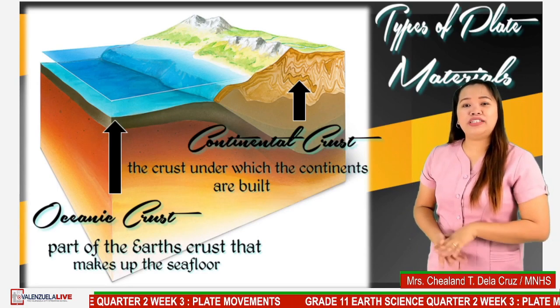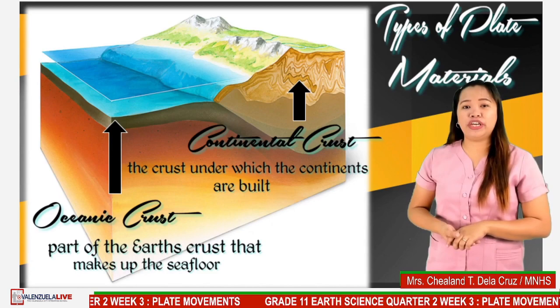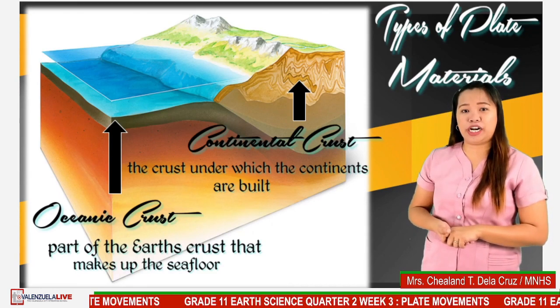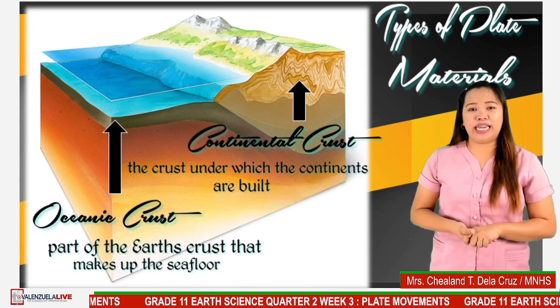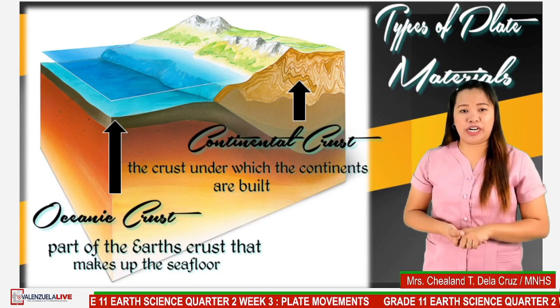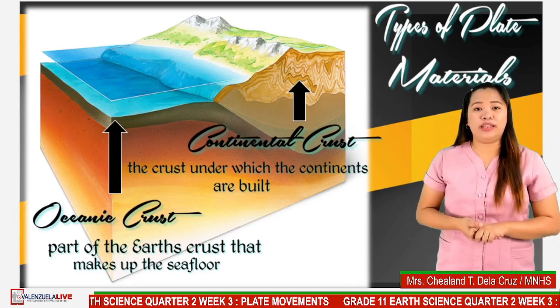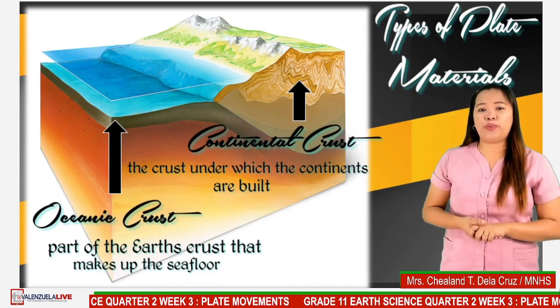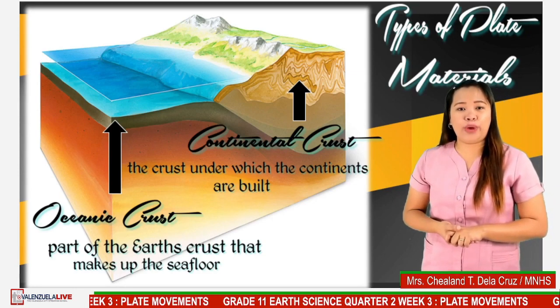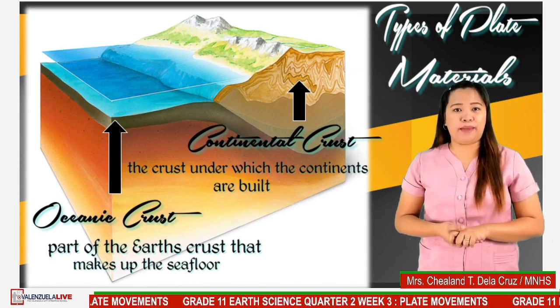Plate thickness also varies greatly, ranging from less than 15 kilometers for young oceanic lithosphere to about 200 kilometers or more for ancient continental lithosphere. The variations in plate thickness are nature's way of partly compensating for the imbalance in the weight and density of the two types of crust.